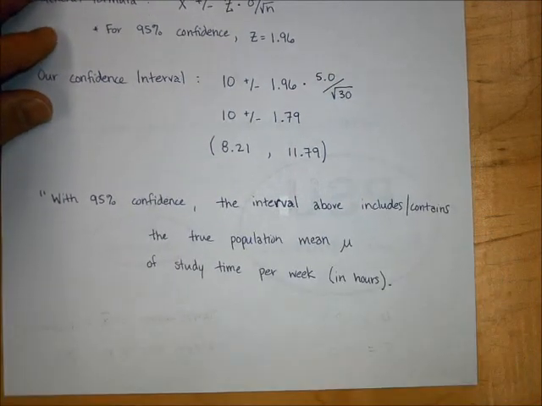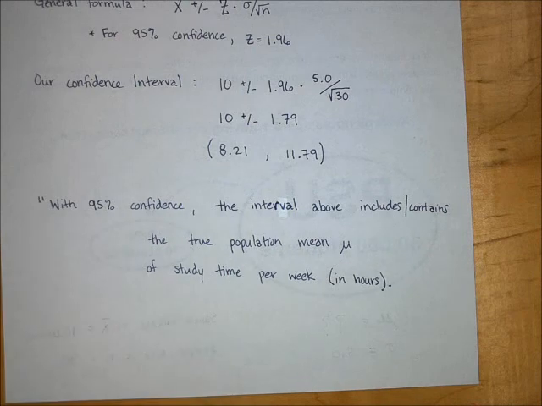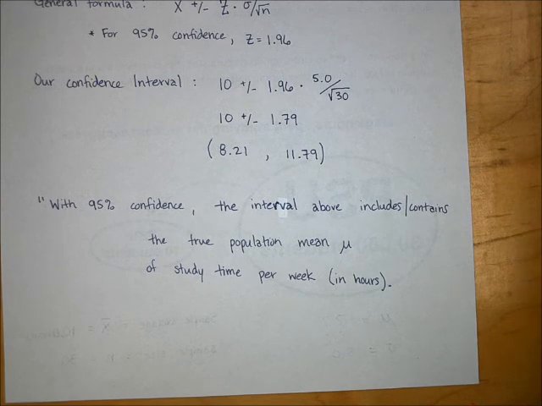To interpret this confidence interval, this is the type of statement we make. We say, with 95% confidence, the interval above, from 8.21 to 11.79, includes or contains the true population mean mu of study time per week for Portland State students.